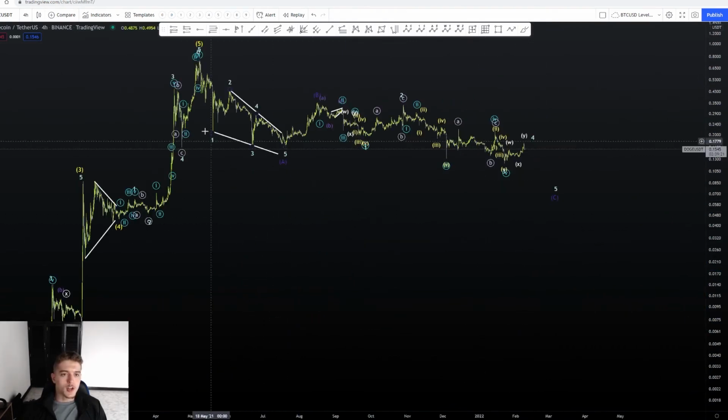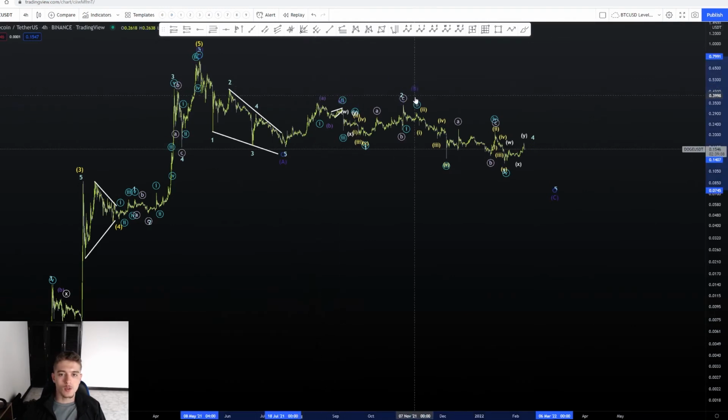All right, so for this section right here, I'm calling this all an A, B, C zigzag. So this would be a 1, 2, 3, 4, 5 for a leading diagonal for the A wave. This would be A, B, C for the B wave. Now, we could also put the B wave right here for a truncated zigzag at this high.